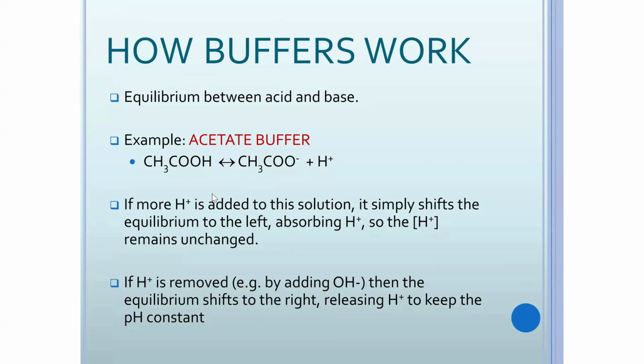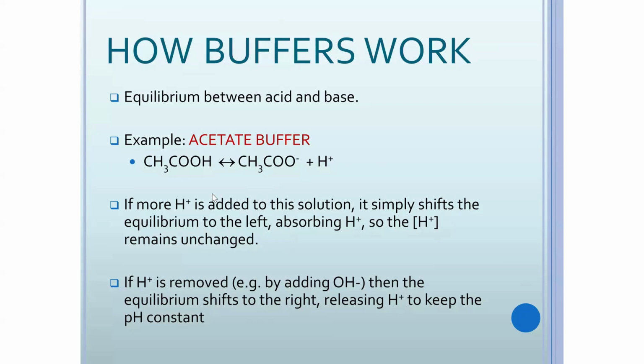So it simply shifts the equilibrium to the left so that the hydrogen ion will be absorbed, so that the hydrogen ion concentration will remain unchanged. But if hydrogen ion is removed, that is, you are decreasing the hydrogen ion concentration, maybe by adding OH, then the equilibrium will shift to the right, releasing hydrogen ions and keeping the pH constant. So that is what we need to understand.